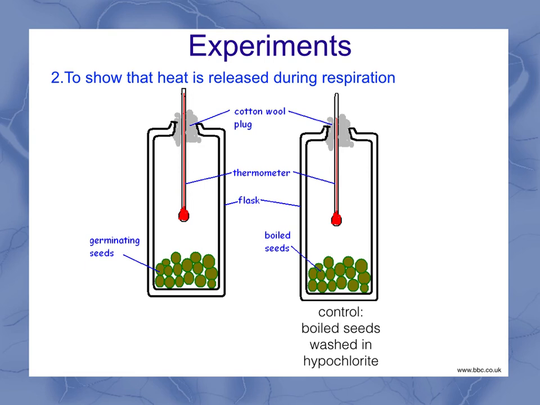Now, to ensure that nothing respires, so you don't have any bacteria or fungi respiring on these seeds, you need to wash them in something called hypochlorite. So this kills any bacteria or fungi that may feed on the seeds and respire. So this makes our results more accurate. So having a large number and repeating the experiment makes our results more reliable.